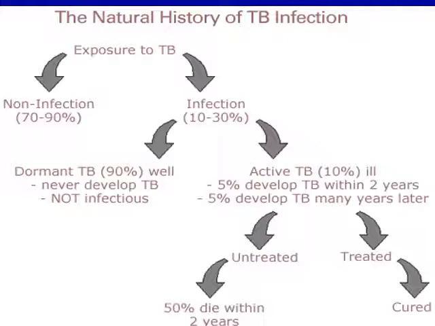Of those who are infected, from 10 to 30%, 90% of them develop dormant TB, and the TB bacilli become latent. That is, the patient never develops TB and is not infectious, but they have been exposed to TB bacilli, and it's called latent TB. Because these patients were exposed to TB, the tuberculin test becomes positive, but they are not infectious and have no symptoms. So 90% of those patients develop dormant TB. Then only 10% of them develop active TB.